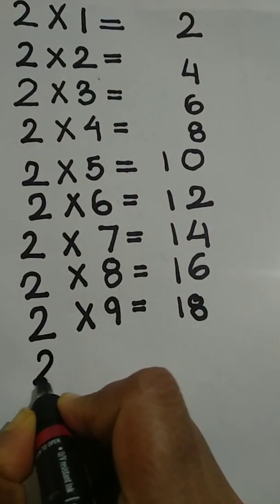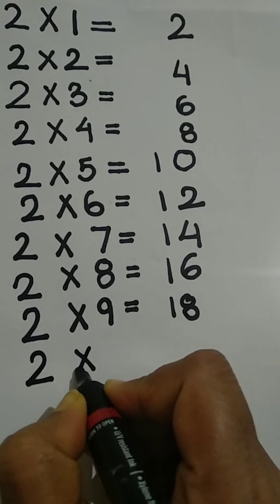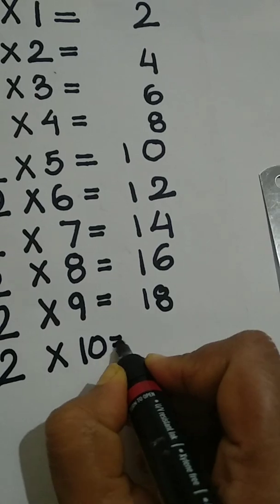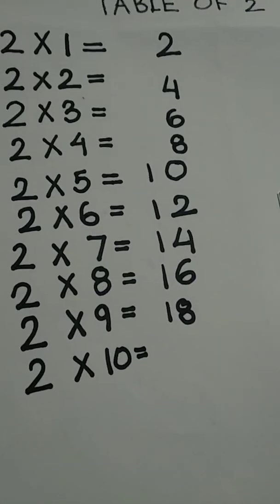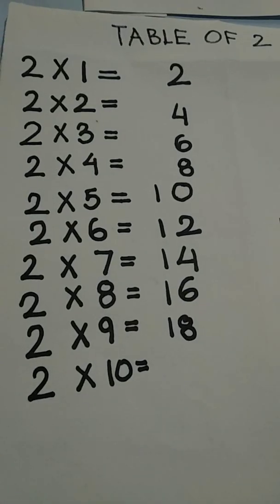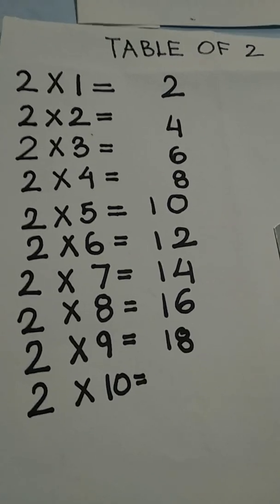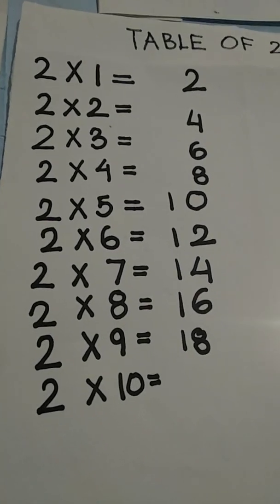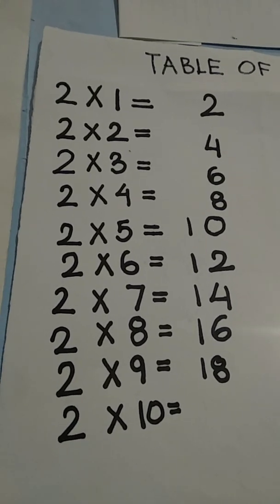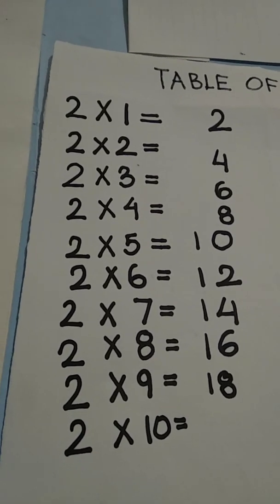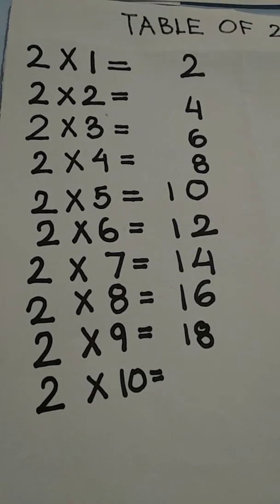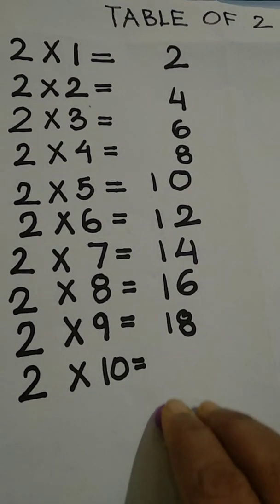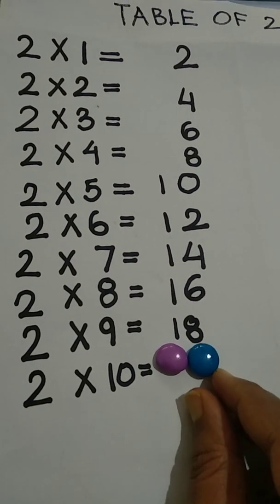Now children, we come to the last multiplication fact. This is 2 tens are. You can continue doing more and more. You can continue to see how much we will get if we put 2 11 times, 12 times, 13 times, 14 times. But for the sake of writing, we are going to learn it only up till 2 tens are. So let us see what we get when we put 2 10 times.